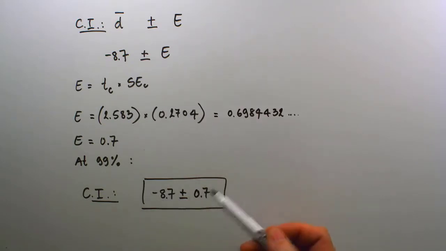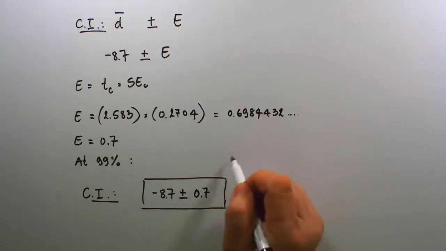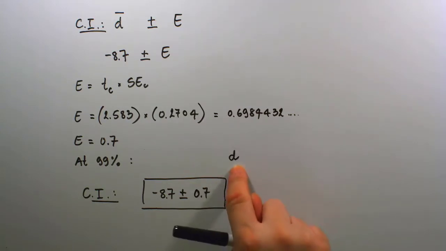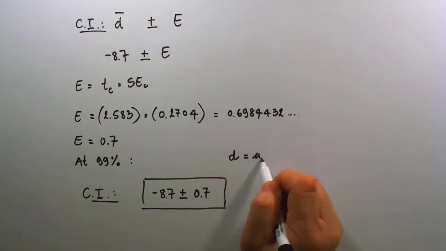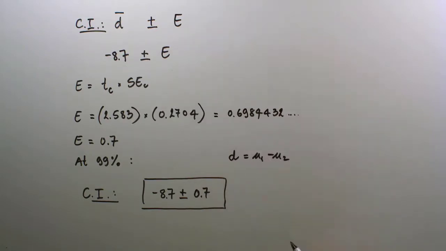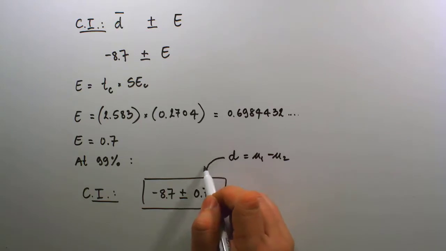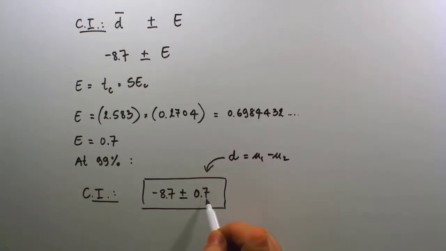So what is it? The difference mu1 minus mu2 is at 99% successful level, guaranteed to be anywhere 0.7 years up and down from negative 8.7.